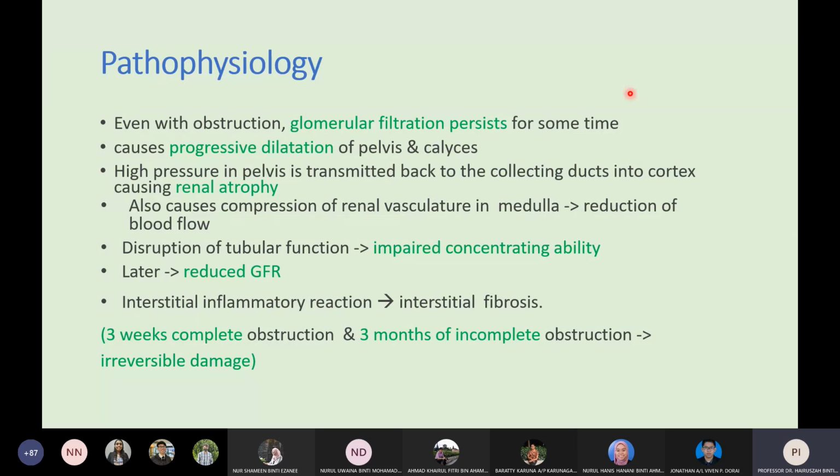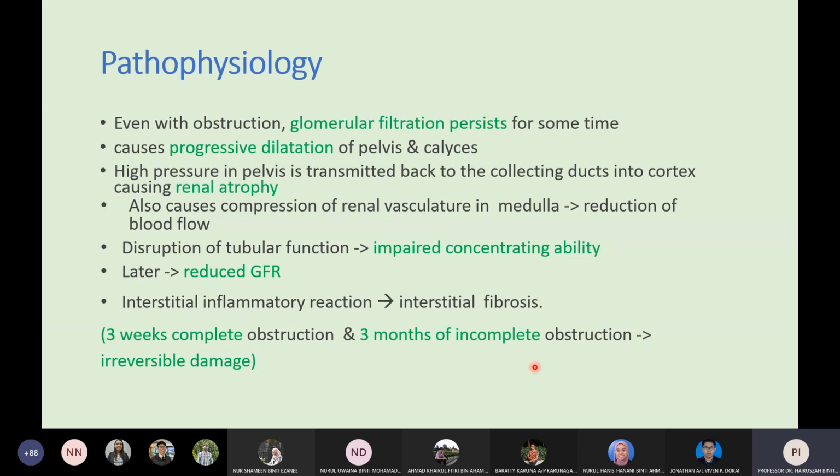As I said, along the way, all this provocation leads to inflammation of the renal parenchyma, which becomes a chronic inflammatory process, and you end up with a lot of fibrosis and also tubular and glomerular destruction or atrophy. Theoretically, maybe you should do a study on how long an obstruction will cause permanent damage. Three weeks of complete obstruction, if you don't treat, you end up with total kidney damage, irreversible.